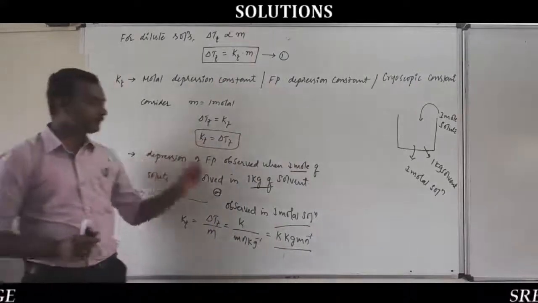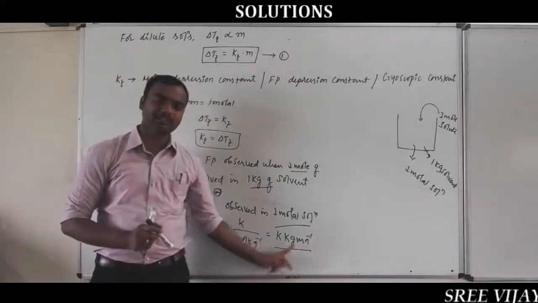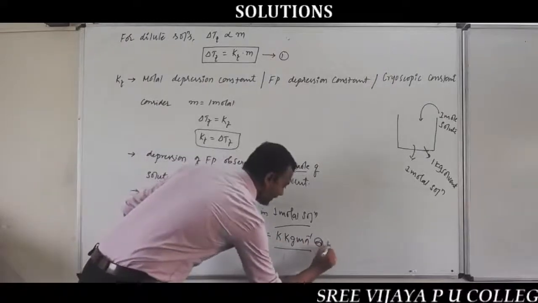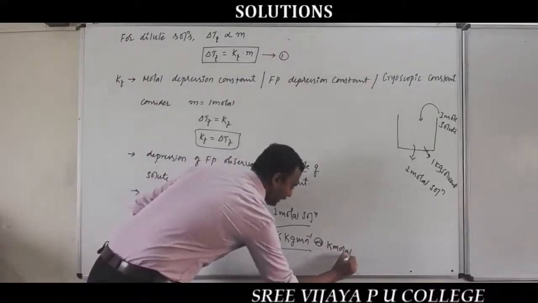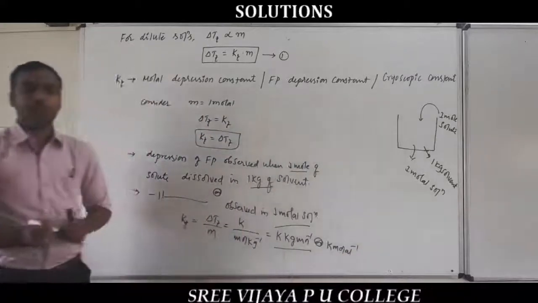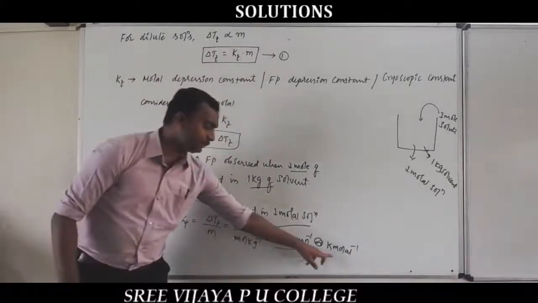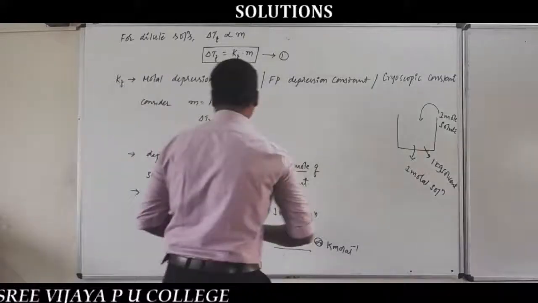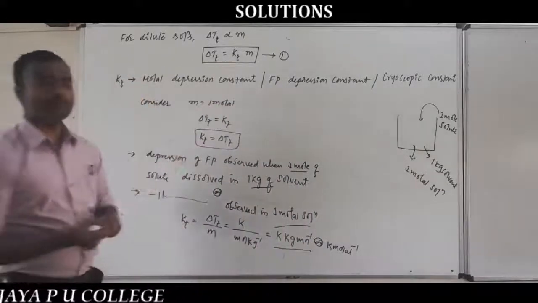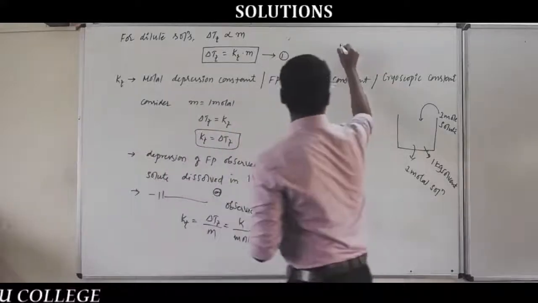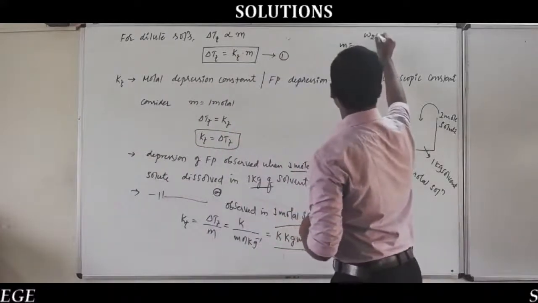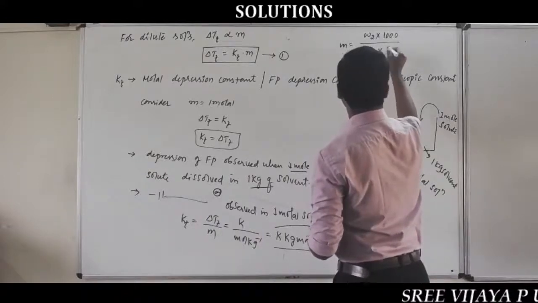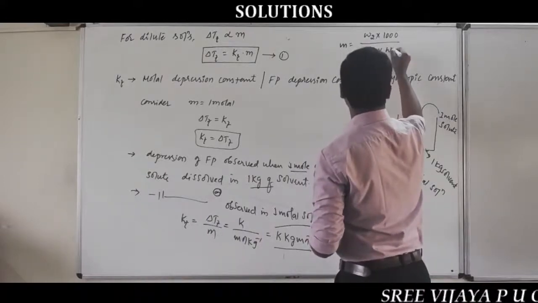As usual, Kb also has the same unit, Kelvin kg per mole, which can also be written as Kelvin per molar. That is the unit of KF as well as Kb. And one more thing, we have to substitute the value of m, the molality. So what is the formula? That is W2 into 1000 divided by M2 into W1 in grams.